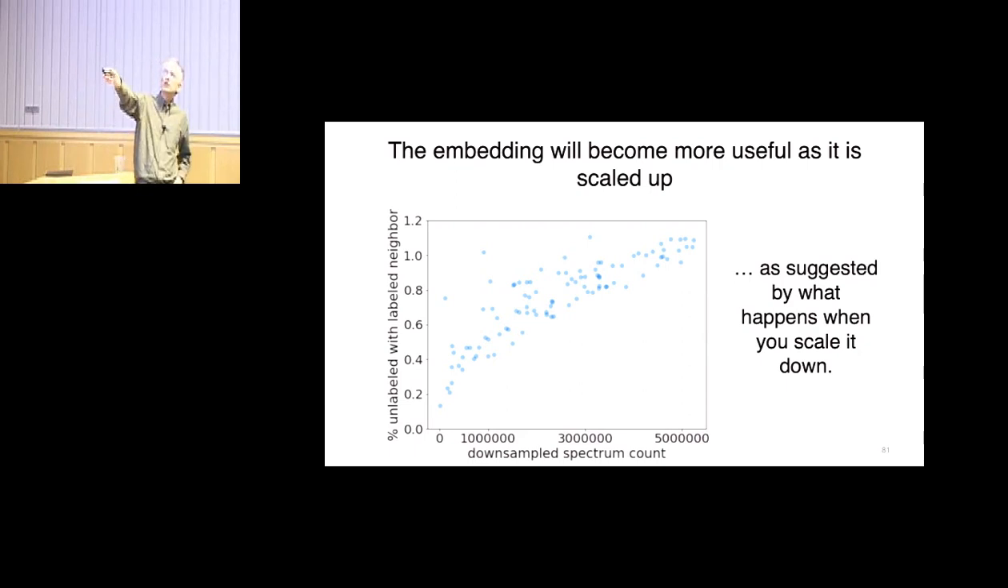And that seems to be, it's not really surprising. It goes up as you get more and more spectra, right? But the point is, it's not like it's really flattened off here. So the hope is that it continues to go up and we get many more identifications as we get orders of magnitude more spectra going into the database.